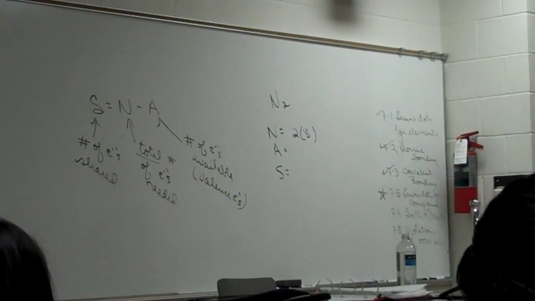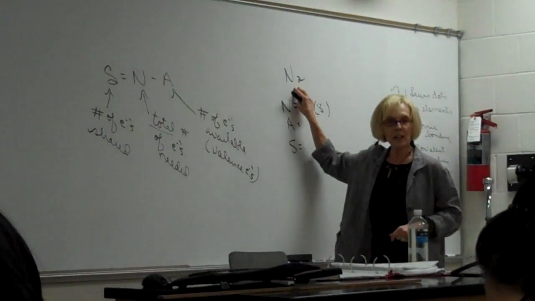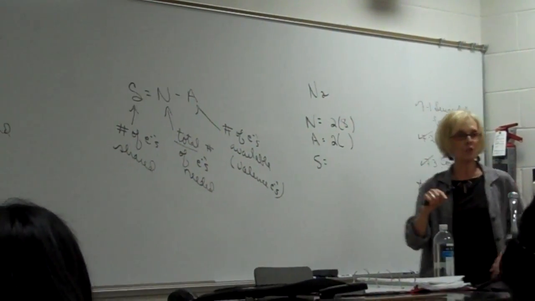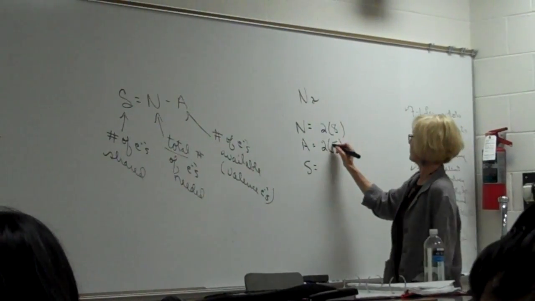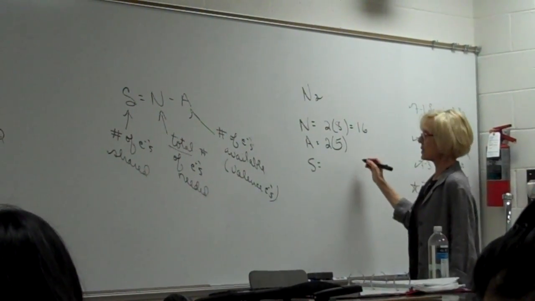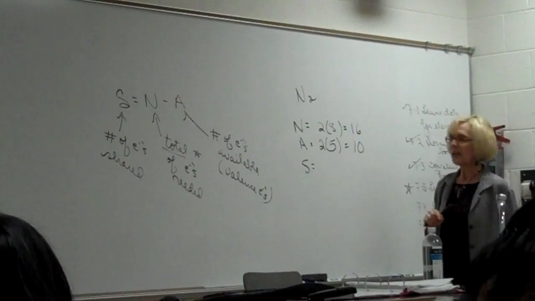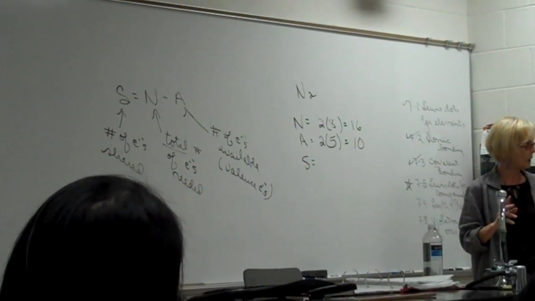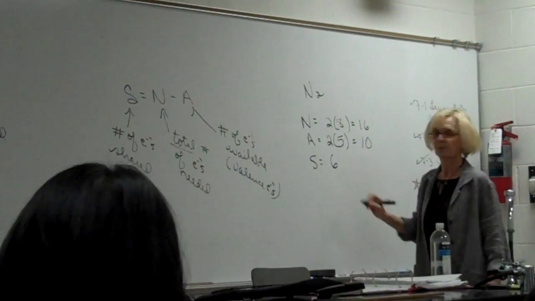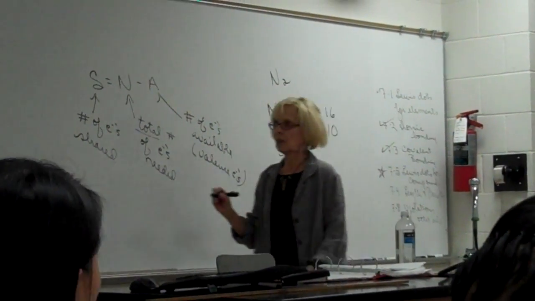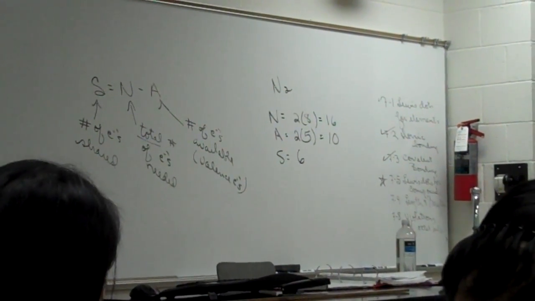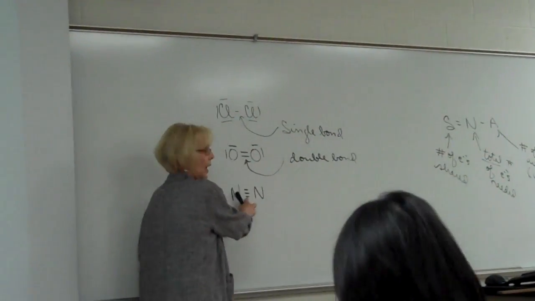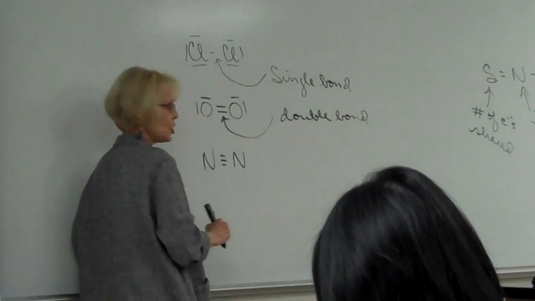Okay? All right. Now, available. We have 2 of them. Pedro, how many does each nitrogen come with? 5. So we have a need of 16, and we only have 10 available. So we're going to share how many, Emily? 6. Yeah. So we come over here, and 2, 4, 6 are shared.